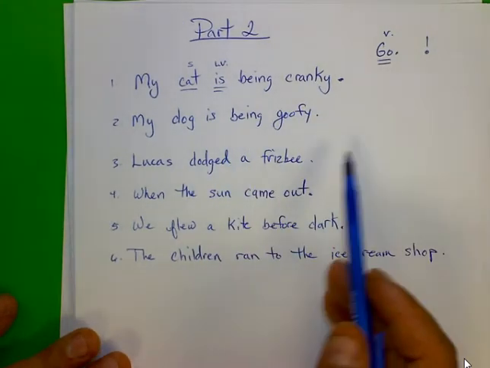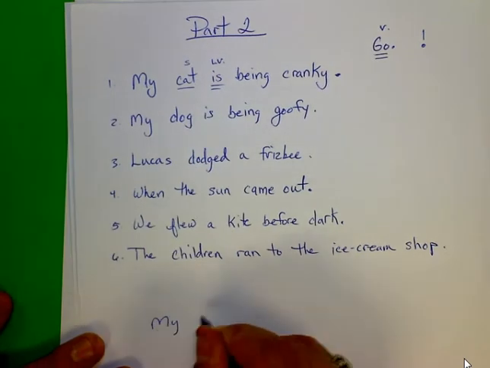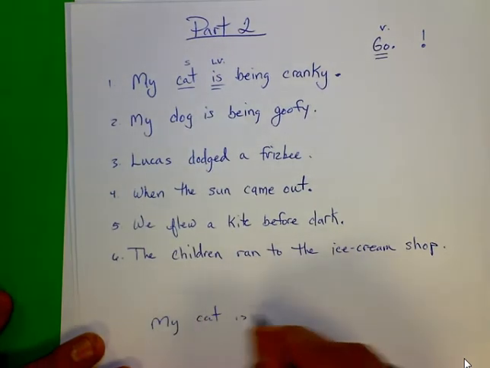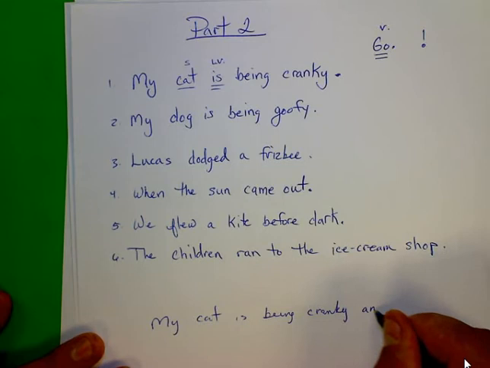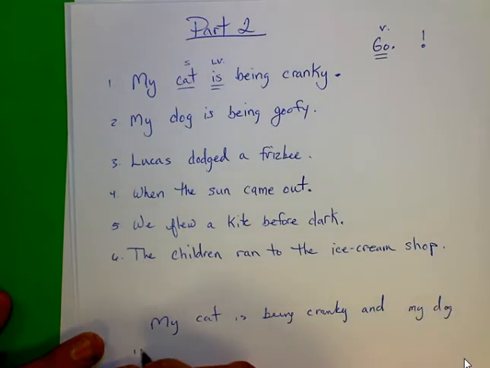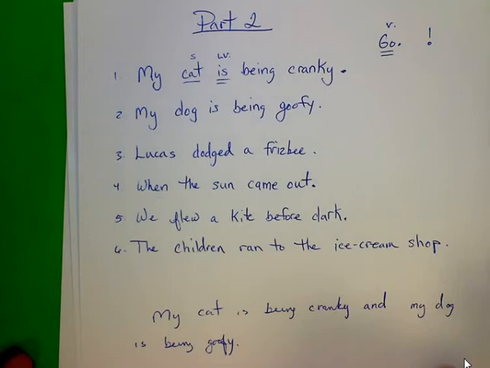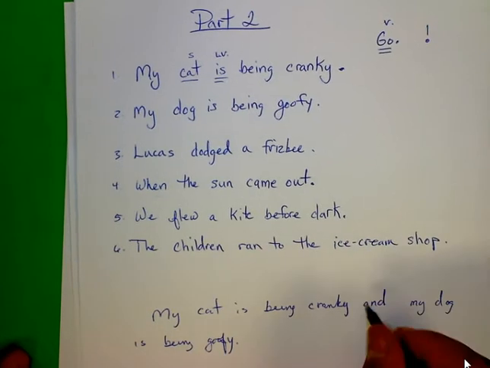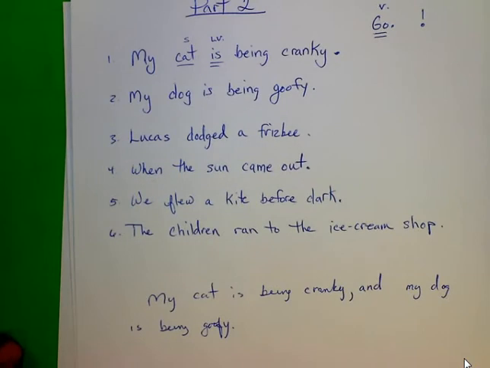We want that variety. So I can combine this by saying, my cat is being cranky. And then I put, and my dog is being goofy. Now, this is what we would call a compound sentence, and the one thing that is missing right now is this very important comma. Okay?